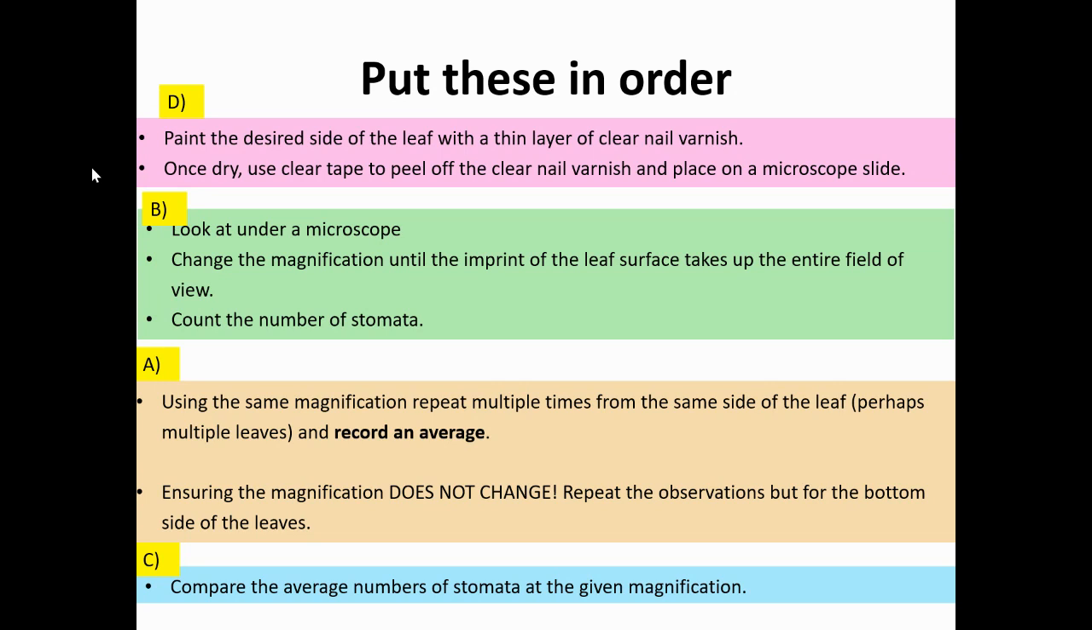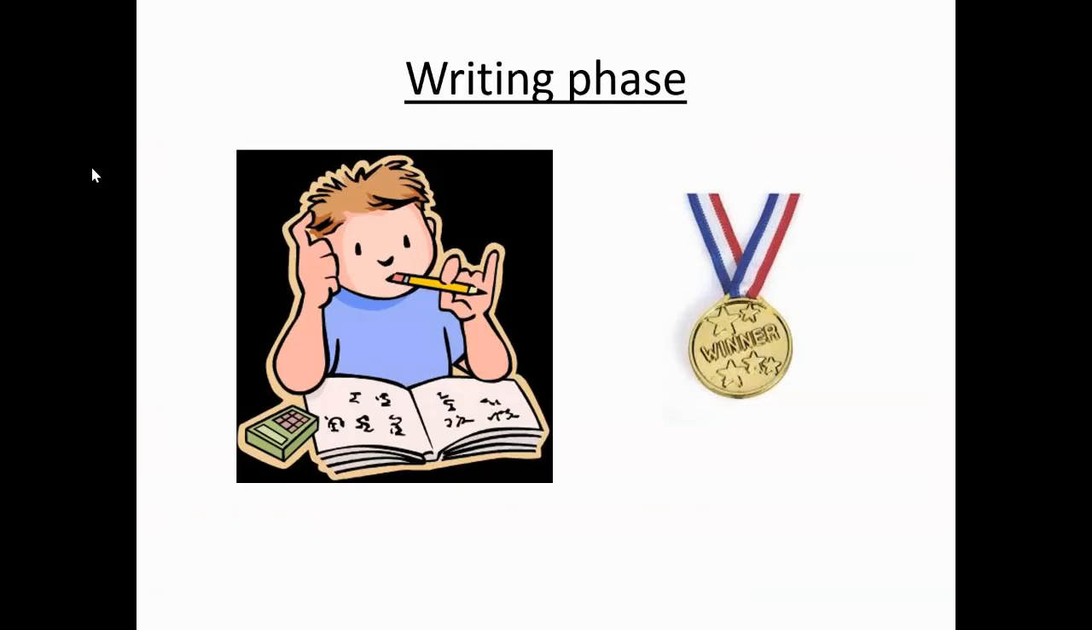A, record an average for doing it multiple times and ensure that it doesn't change, and repeat the observations, and then C, compare the average numbers at the given magnification. So there we are, D, B, A, and C.